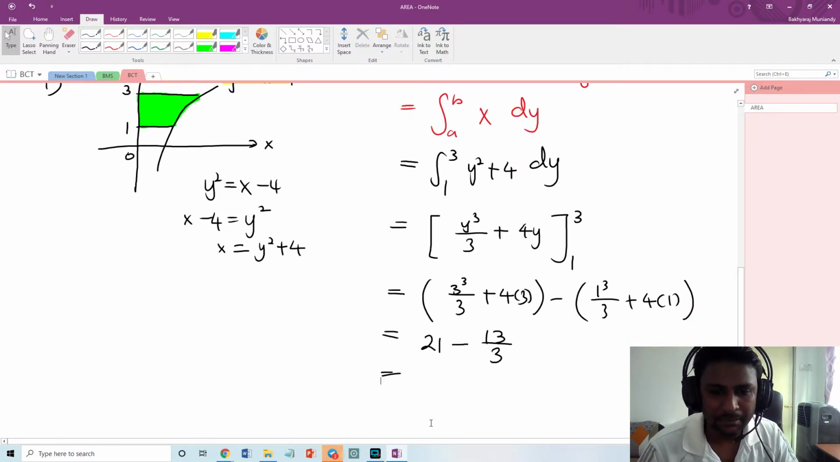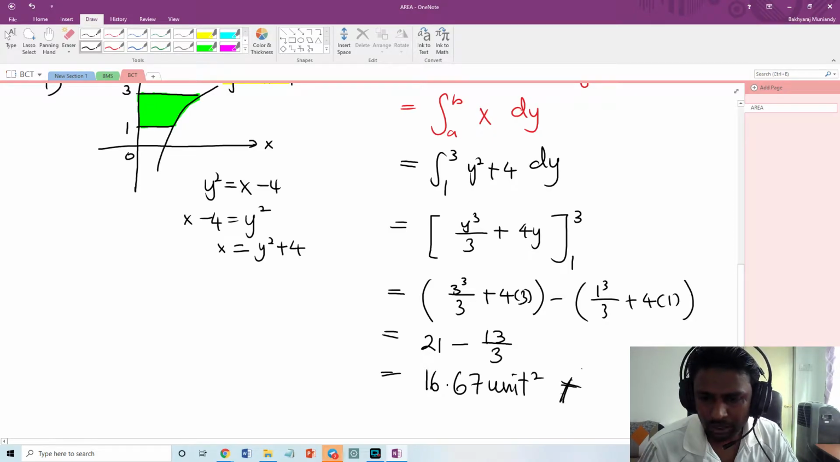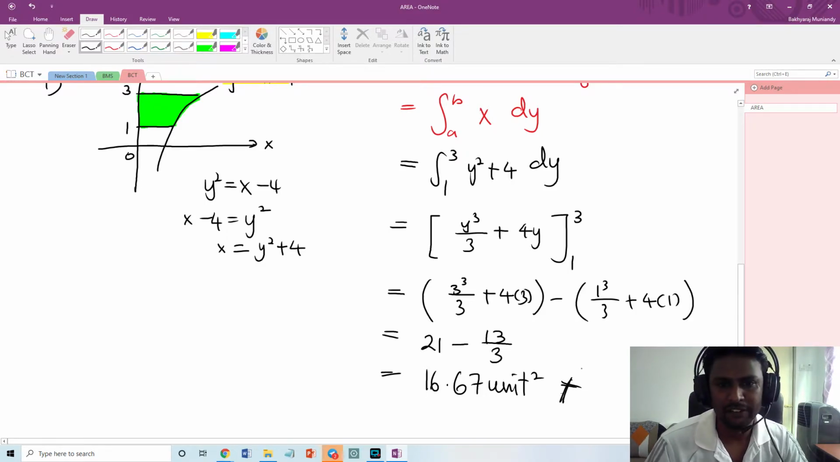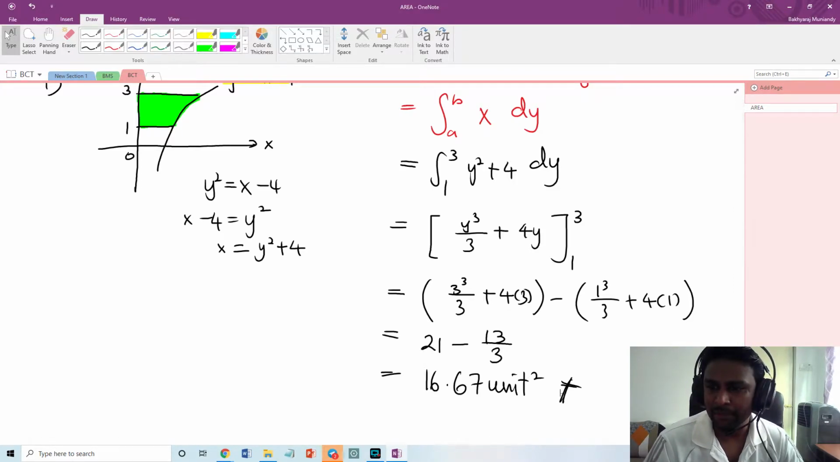The last answer we give in decimal. Remember I taught you, when it comes to area we give in decimal. So it will be, yeah, correct, 16.67 unit square. Only for area you give in decimal because we want to see the value. If you put an improper fraction, we are unable to see the value. So with 16.67 we know exactly what the size is, roughly. So that is the answer for question number 1.